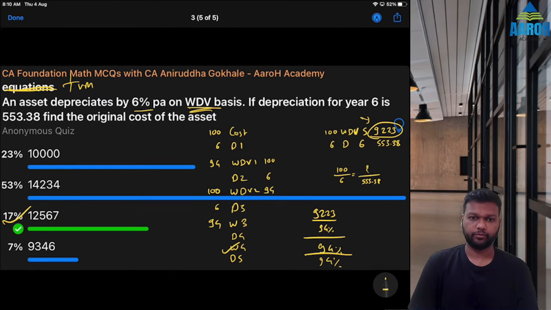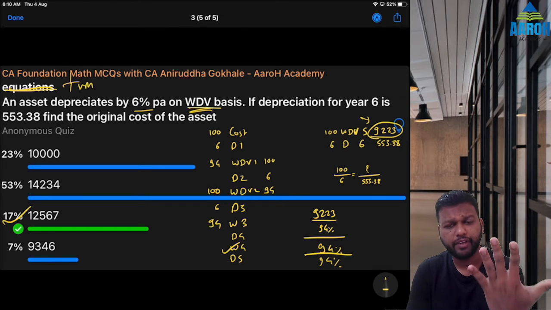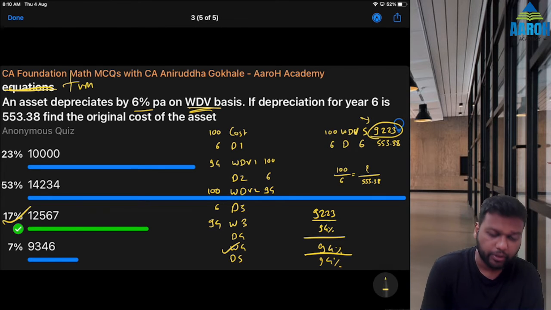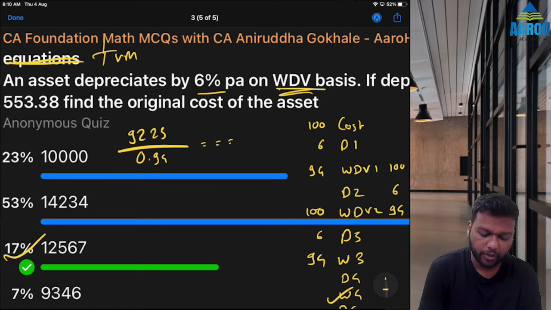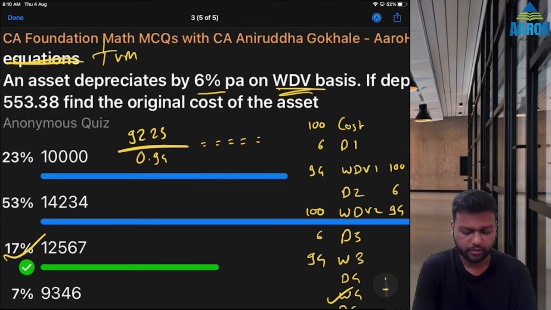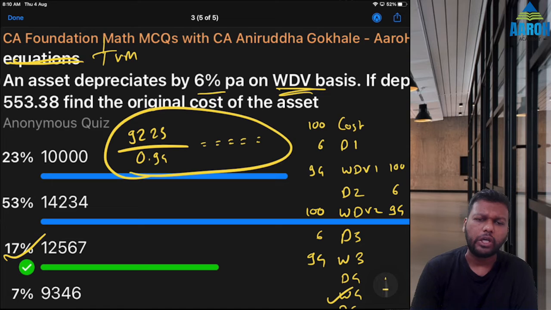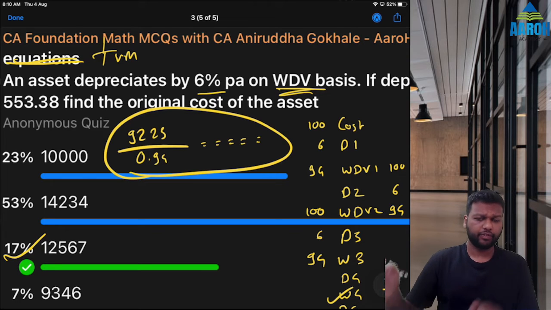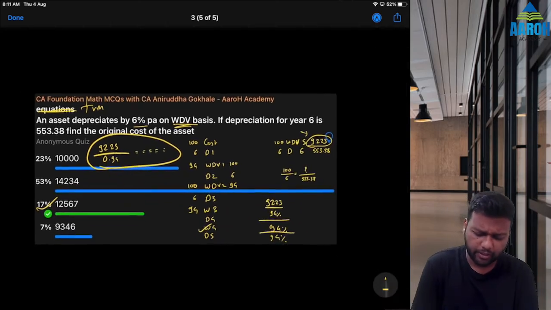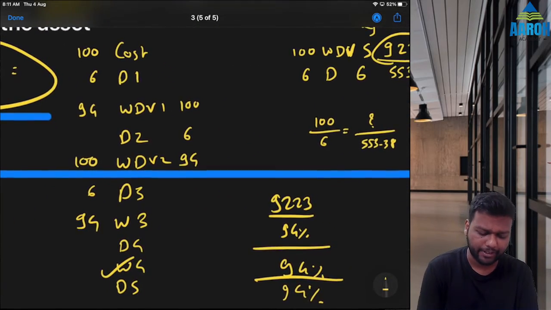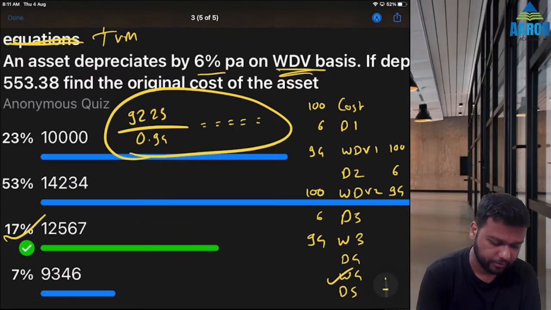Or you have divided 5 times. So you can just take on your calculator 9223 divided by 0.94 and then press equal 5 times. That's it. This will give you the final answer. No need to do anything else. So if you understand the logic concept, then you can do this directly. Otherwise you can go this way also, that is fine. But in exam, this will give you the fastest answer.